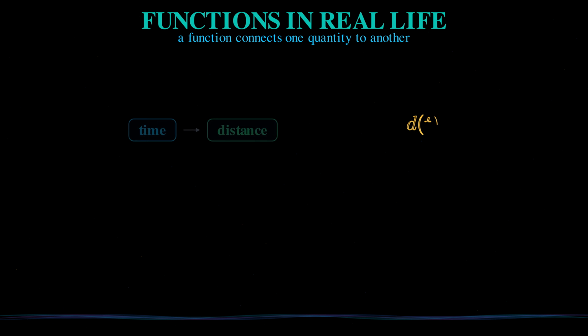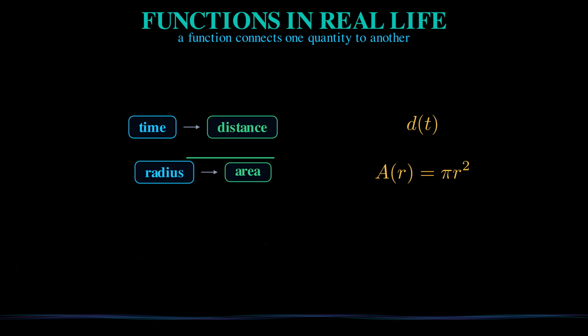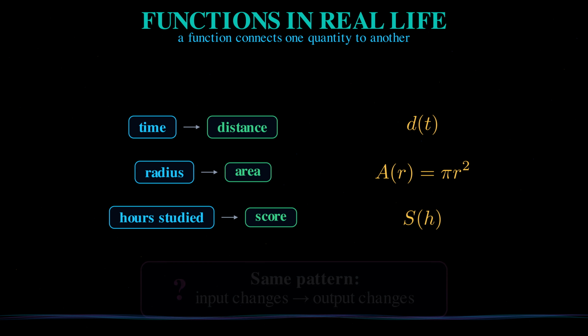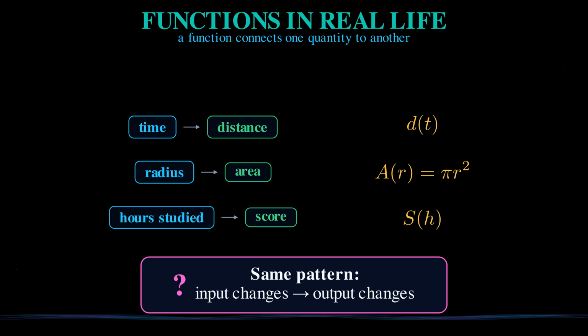Functions are not only abstract symbols. They appear whenever one quantity depends on another. Time can determine distance. Radius can determine area. Hours of study can affect a score. In each case, one quantity is acting like the input. Another quantity is acting like the output. This is why functions are the language of change.